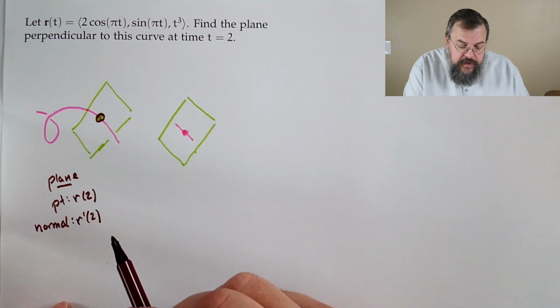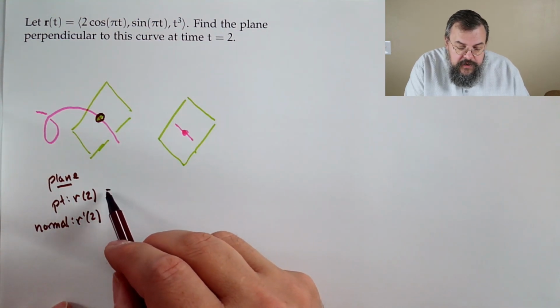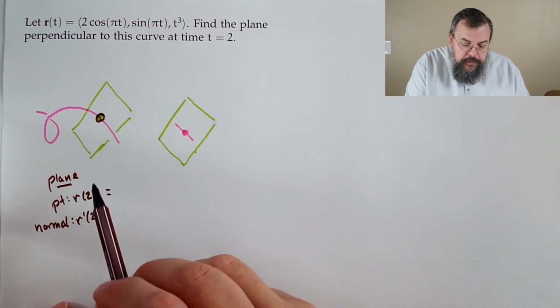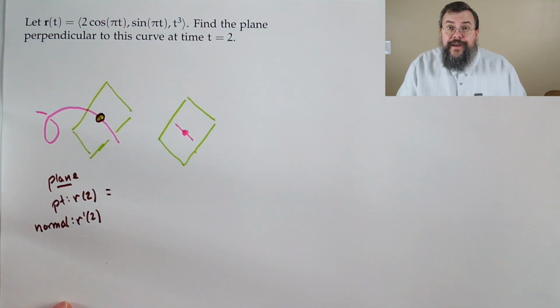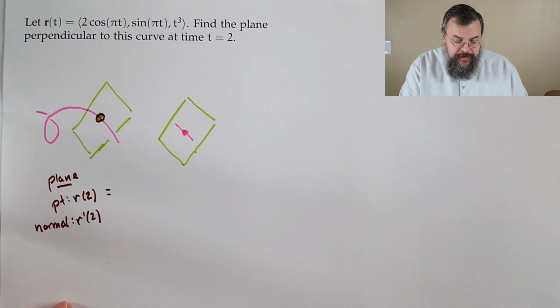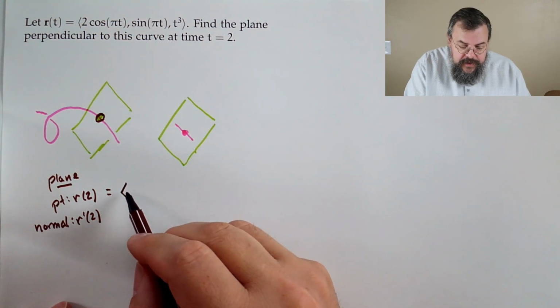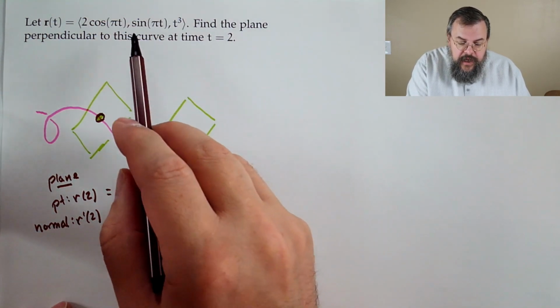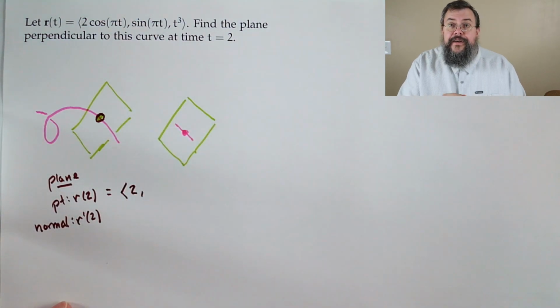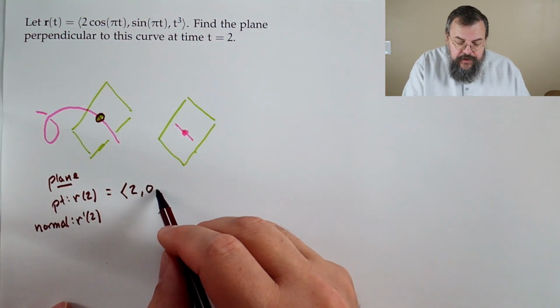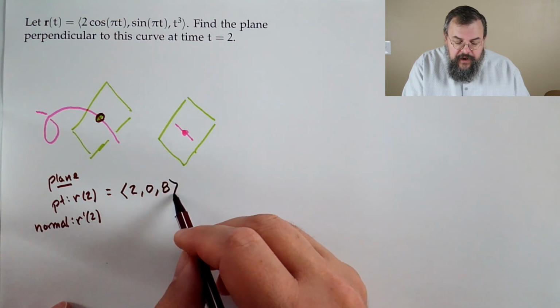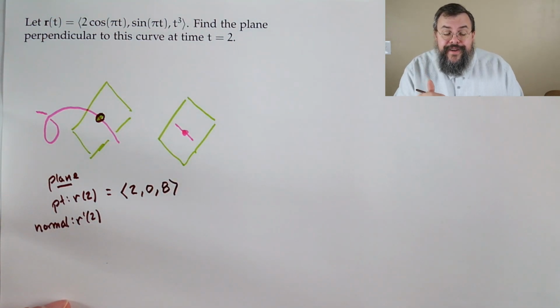So let's figure this out. R of 2, well, plug in 2. 2 cosine 2 pi. Cosine 2 pi is 1, so that will just leave us with 2. Sine 2 pi, 0. All right, 2 cubed, 8. So there's our point.